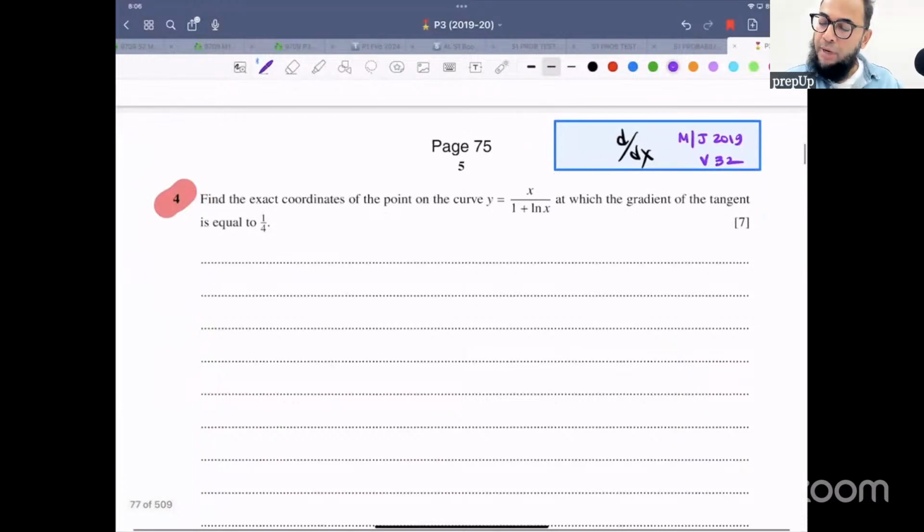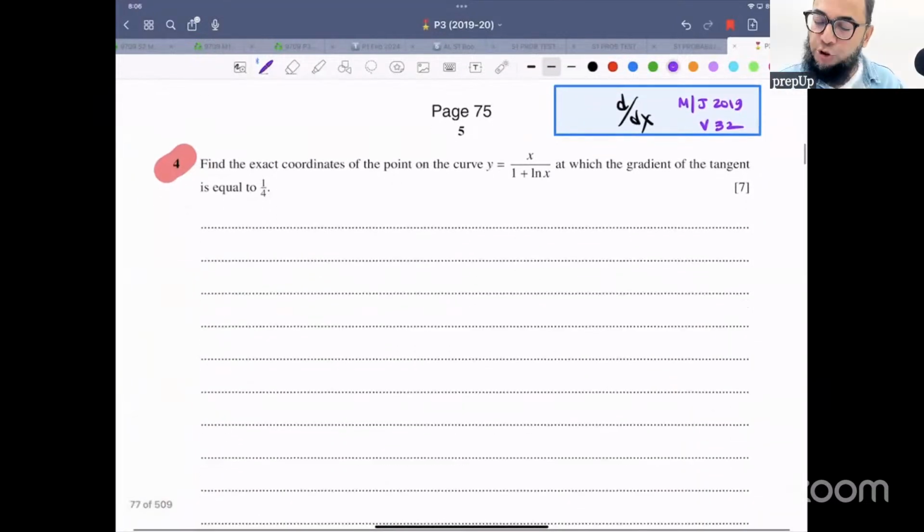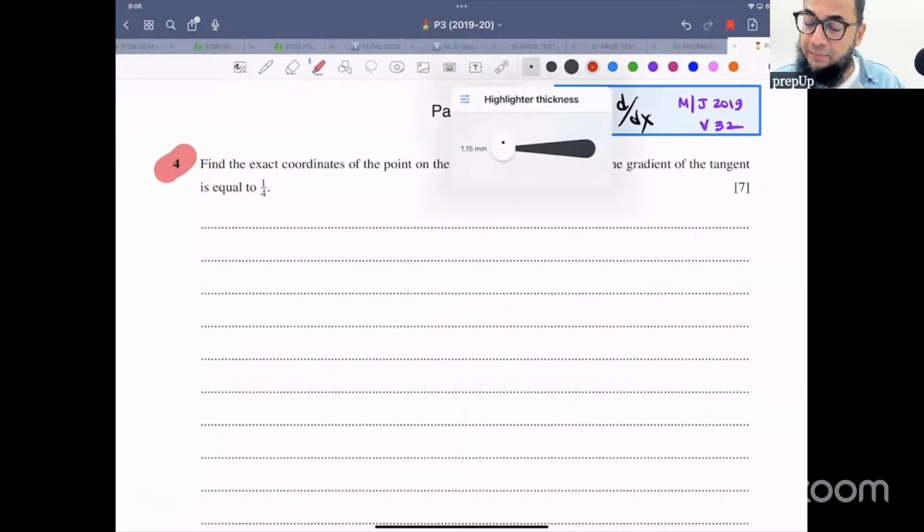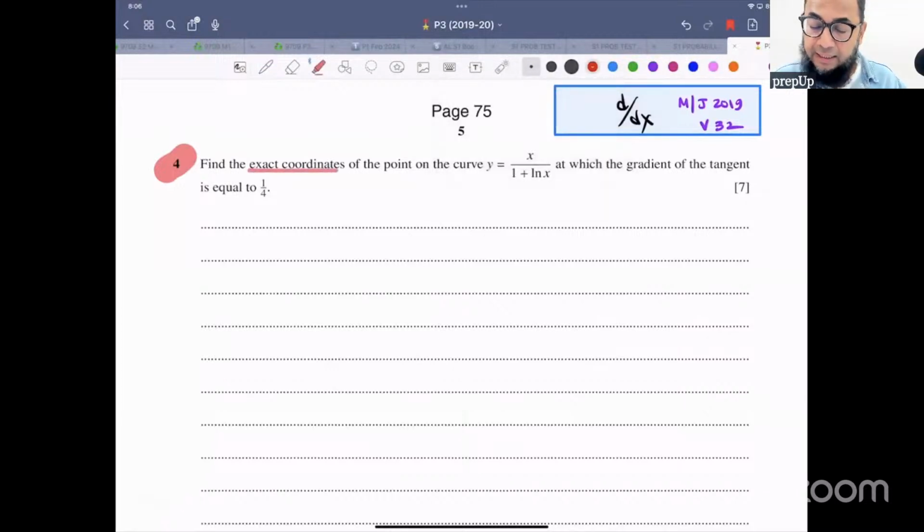So now another question. Now this involves ln. This is May-June 2019, variant 32. So now over here, it says find the exact coordinates. Again, the wording is there. That is the exact coordinates of the point, that is one single point, on the curve, at which the gradient of the tangent is equal to 1/4.